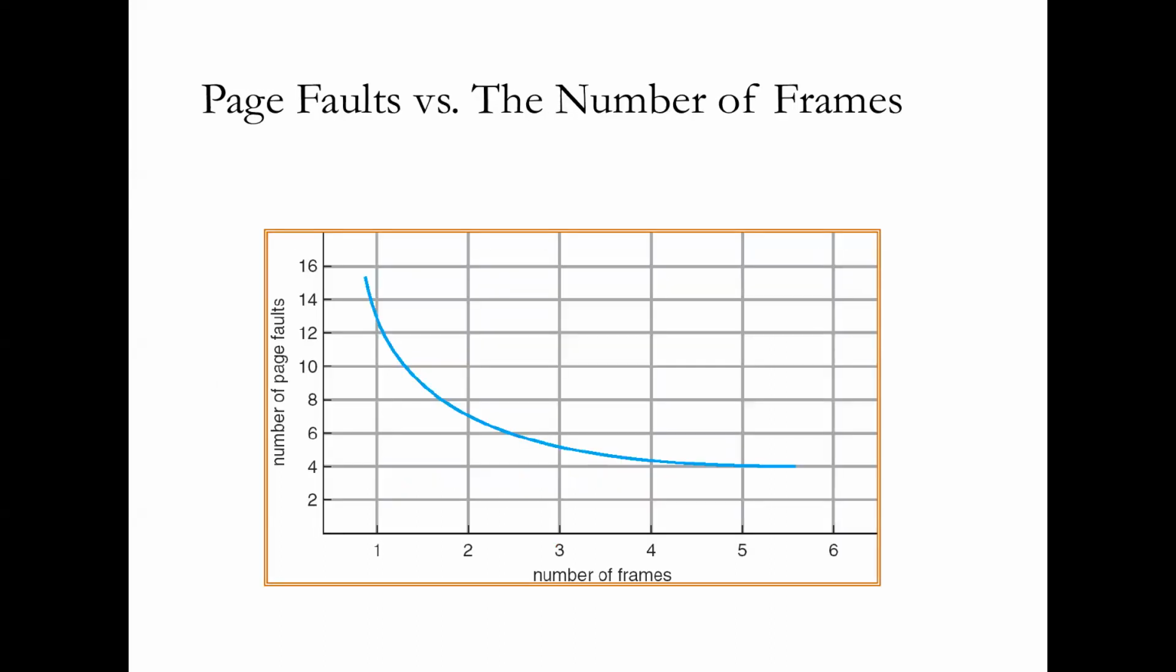One thing to keep in mind is that if the number of frames is really small, then the number of page faults will be really high. This is also known as thrashing, when a lot of time is spent just bringing pages back and forth from secondary storage. At that point, your performance degrades a lot.